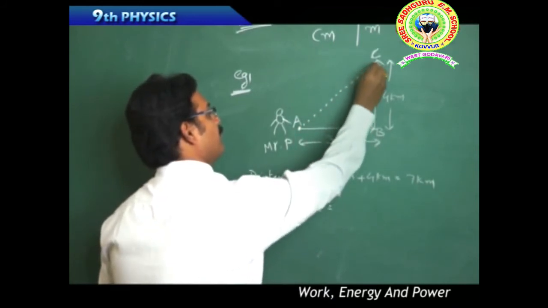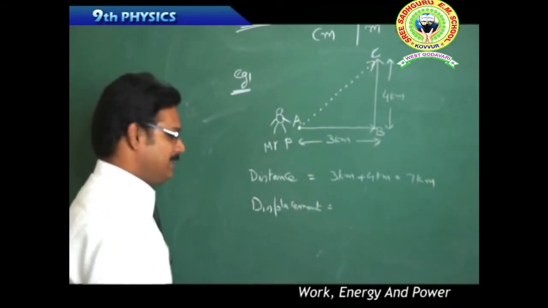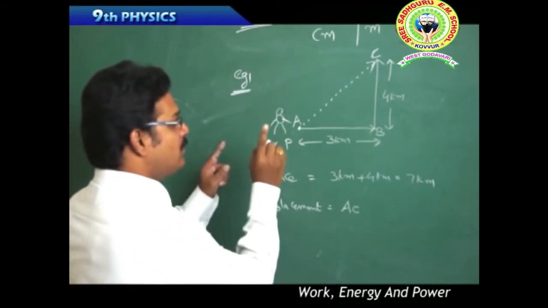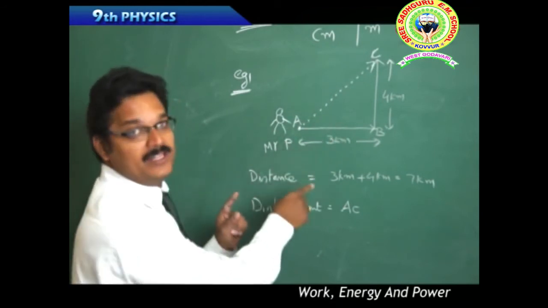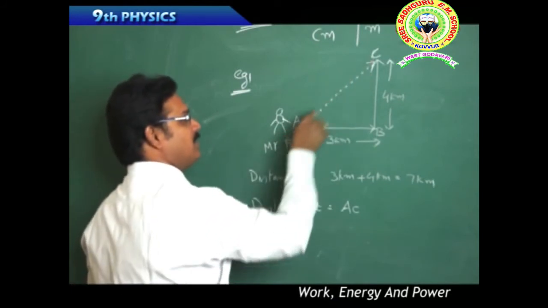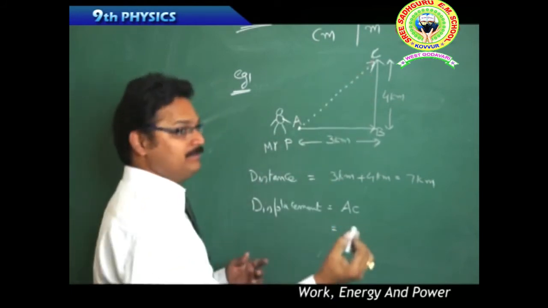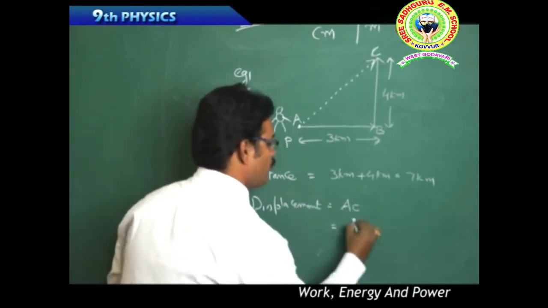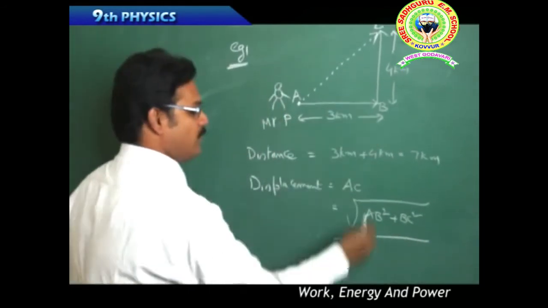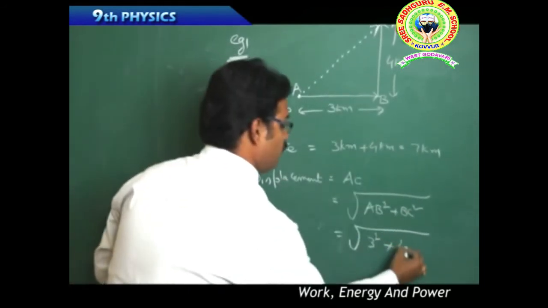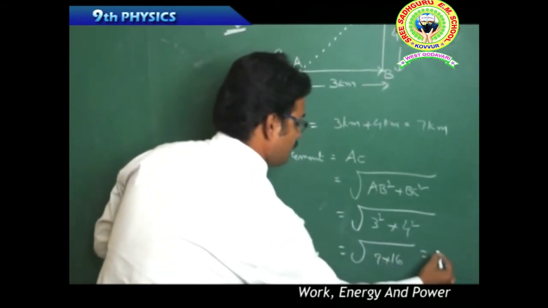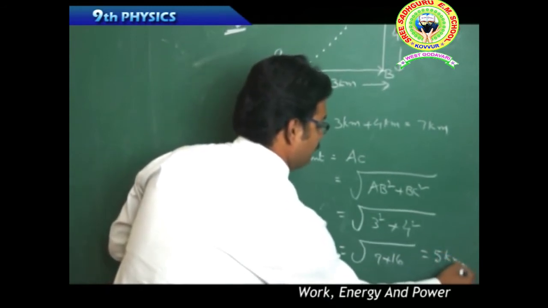So this is his displacement, AC. Now how do you find the AC value? If you observe the diagram carefully, it is a right angle triangle, and AC is the hypotenuse of the triangle, so you apply the Pythagoras theorem. Pythagoras theorem says that AC equals the square root of AB square plus BC square. So AB square is 3 square, BC square is 4 square. So it's nothing but root over 9 plus 16. So this is 5 km.